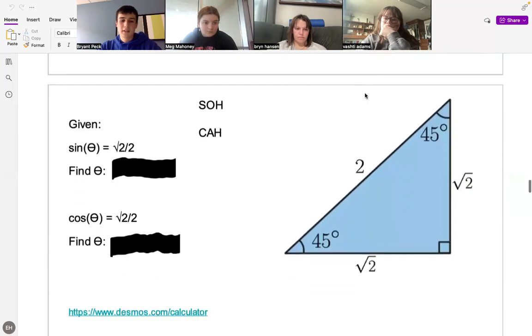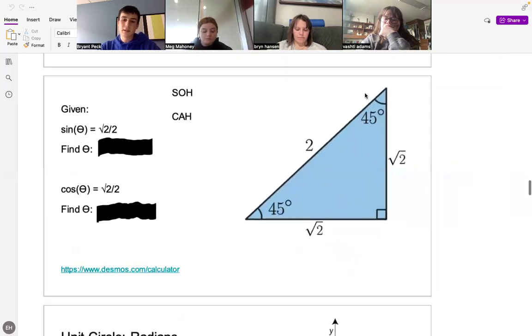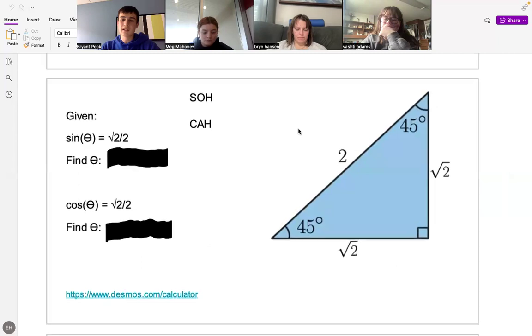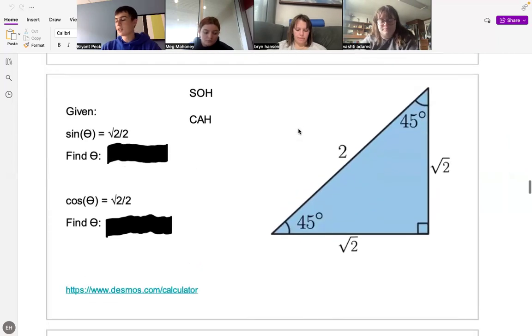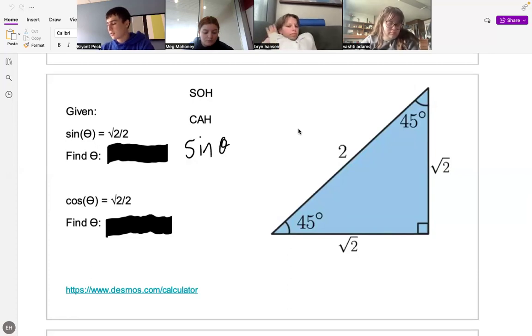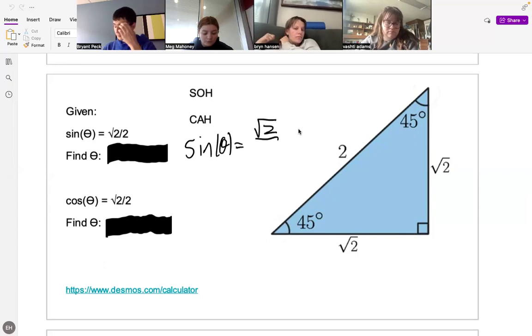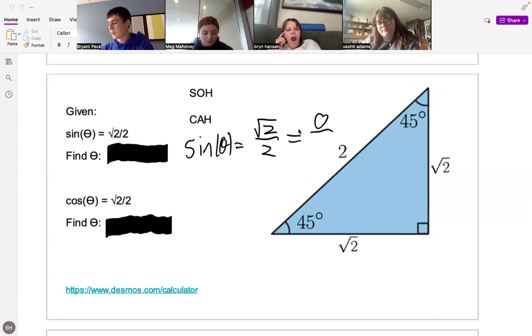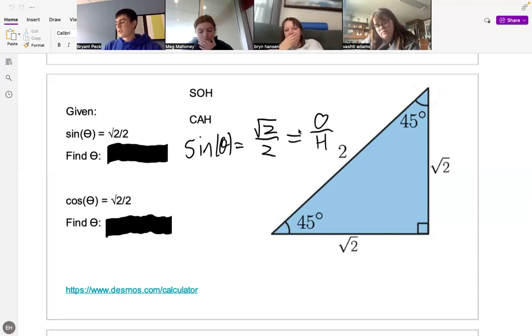Now, this is going to be the same exact process, but this time we have a different triangle. This is the second of our 2 special triangles. And if we say sine of theta equals square root of 2 over 2, we need to find the opposite, like we said, over the hypotenuse. So which angle has square root of 2 as its opposite? 45. Okay, are we going to use this one or are we going to use this one?